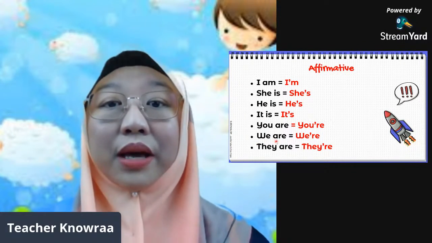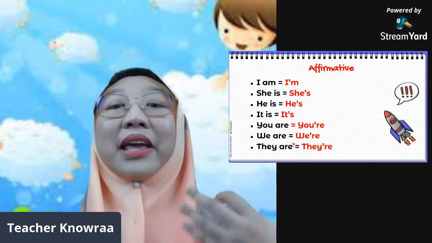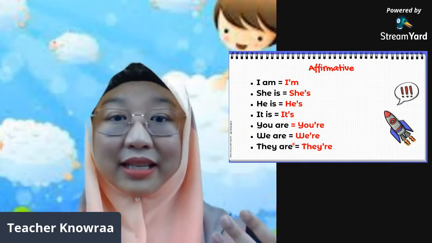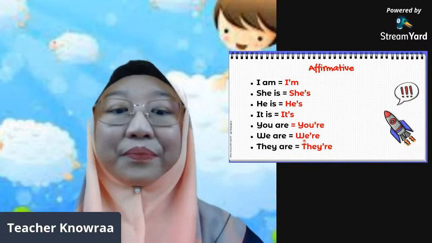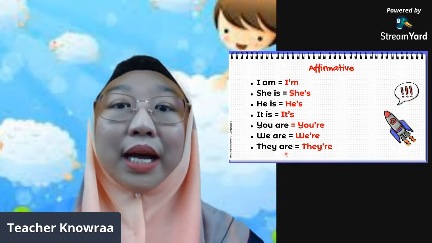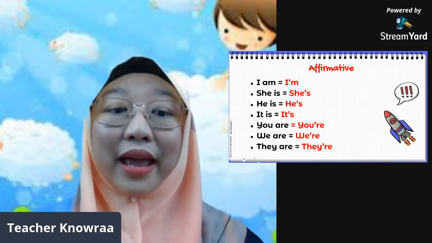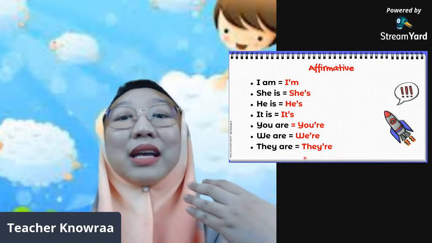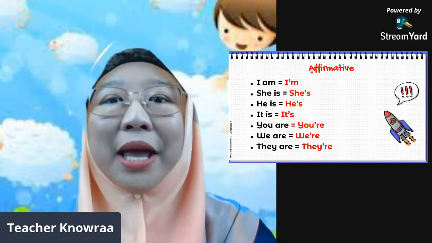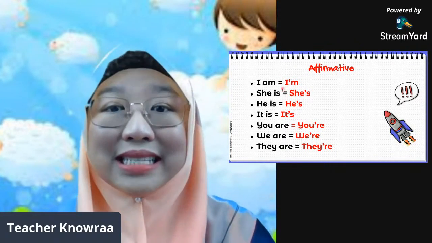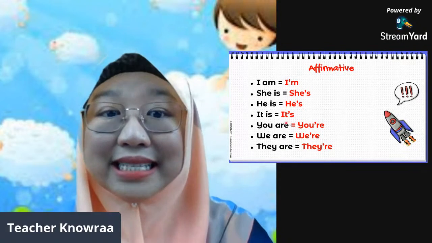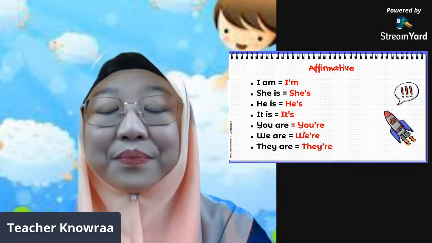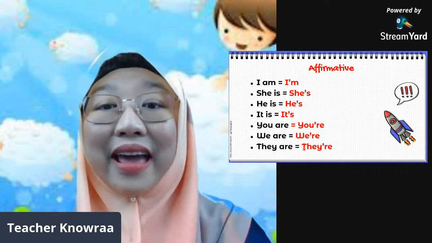We're, something like here, beer, peer, tear. They are becomes they're. Let's repeat. I'm, she's, he's, it's, you're, we're, they're.